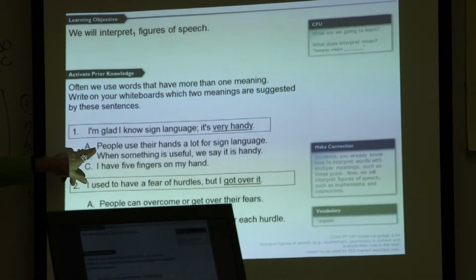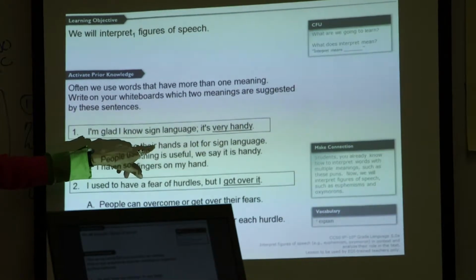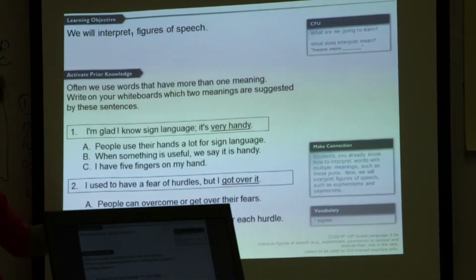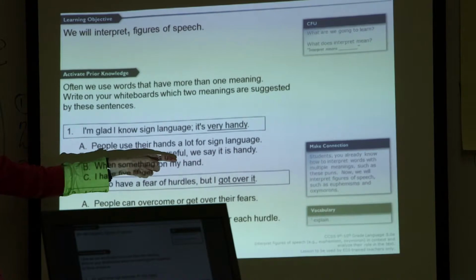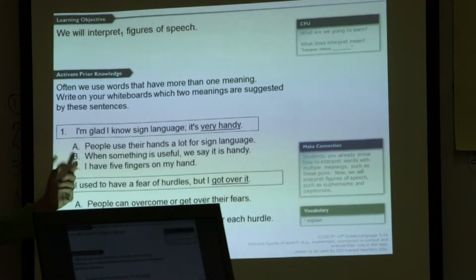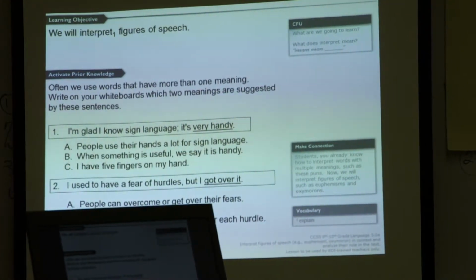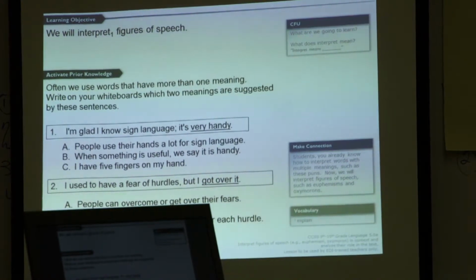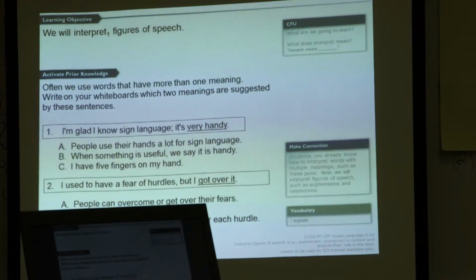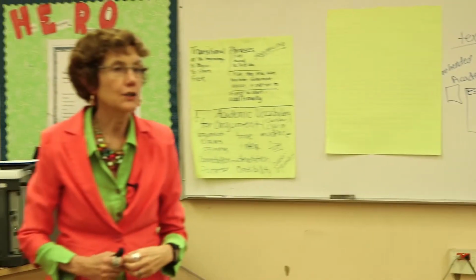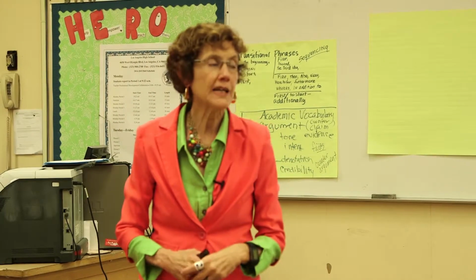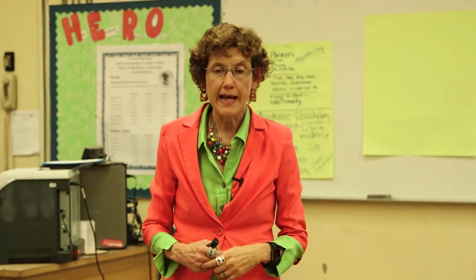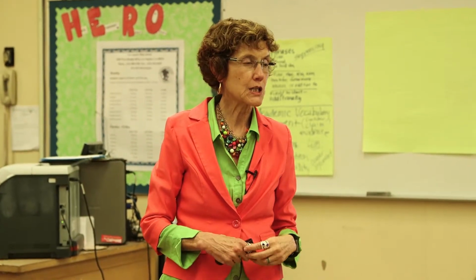Let's read this. People use their hands a lot for sign language. When something is useful, we say it is handy. I have 5 fingers in my hands. So which are the 2 meanings, or the suggested meanings, that you think they are? Is it A or B? Go ahead and talk to your partner. Write A or B or C on your whiteboard.